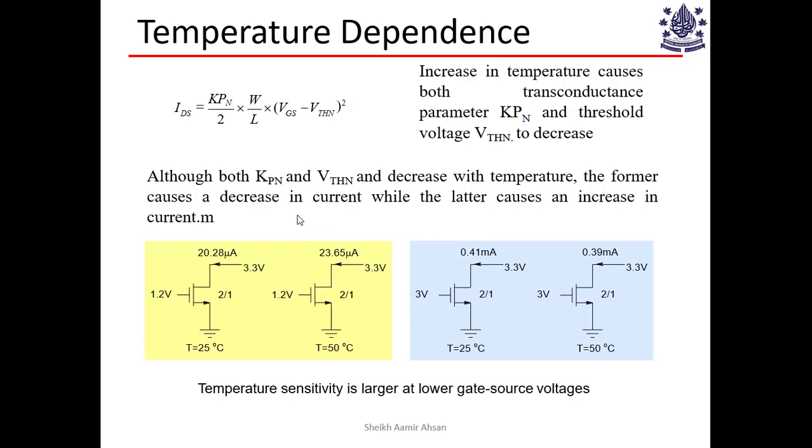Okay, so you can simply infer that whenever we are operating at low gate voltages, in that case, the threshold voltage dependence on temperature is a more dominating factor in comparison to this one, mobility degradation. Whereas at higher gate to source bias voltages, this one takes the dominating role.